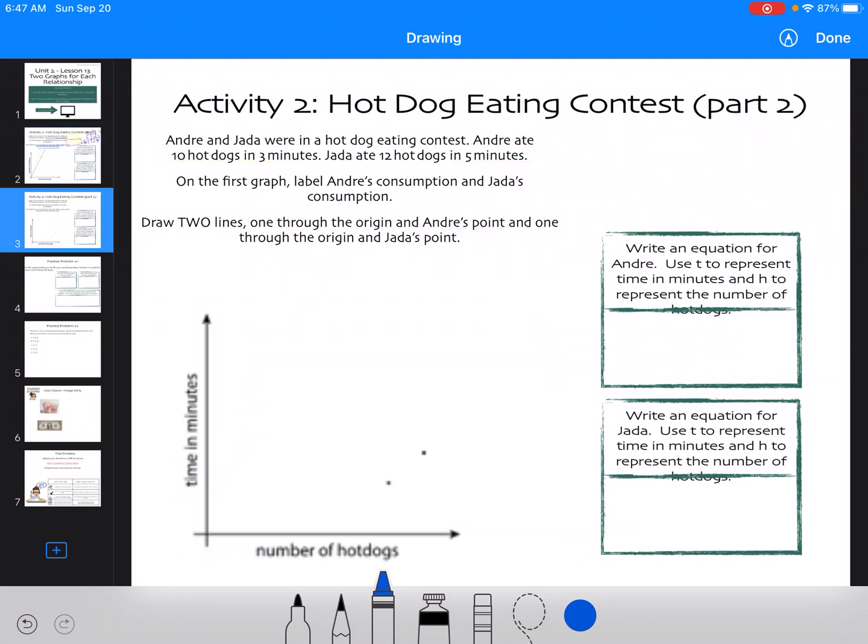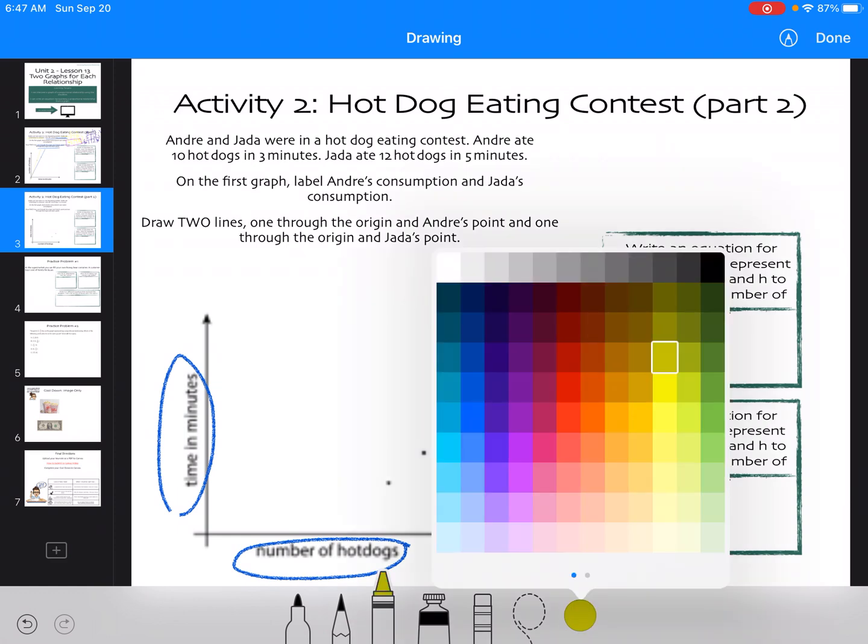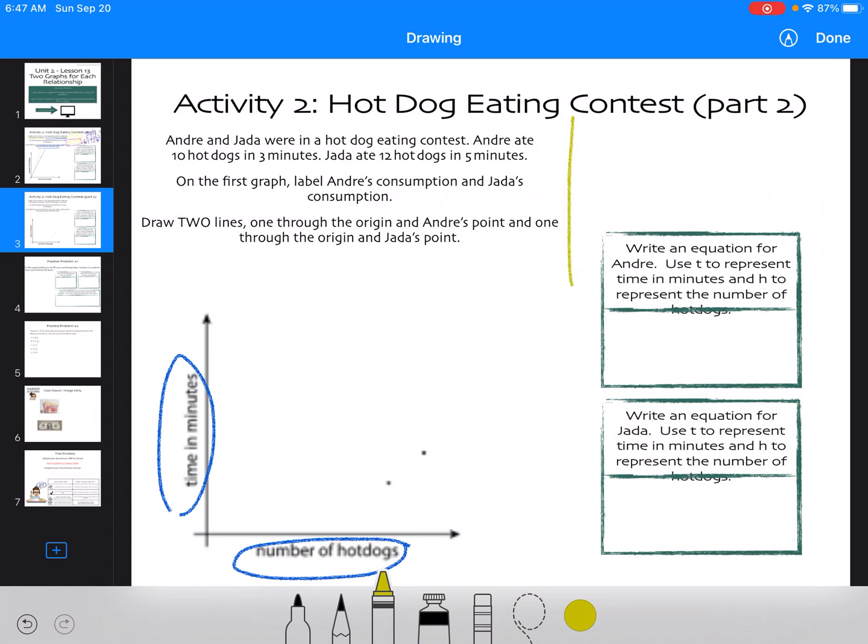So now it says Andre and Jada were still in the same contest. On the first graph, label Andre's consumption and Jada's consumption, draw two lines through the origin. If you notice, they changed the axes. So that's why the points moved. So I'm going to have to go back and do Andre and Jada again. So this time H, and this time this side's T.